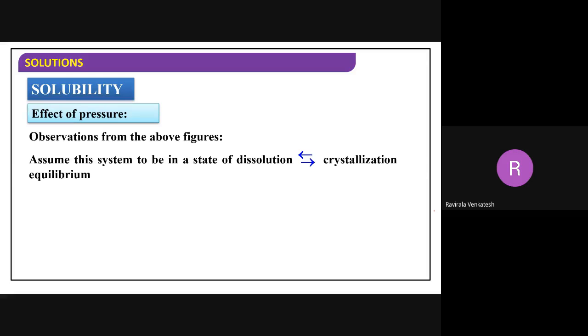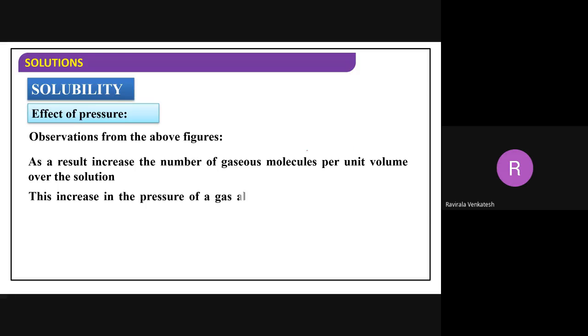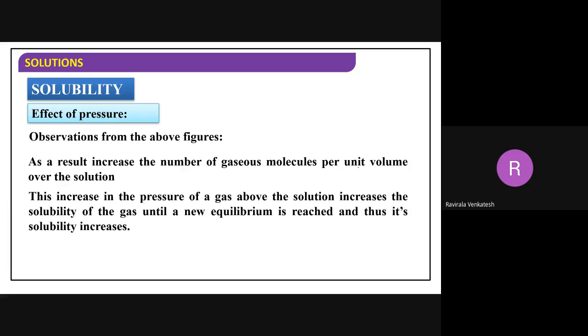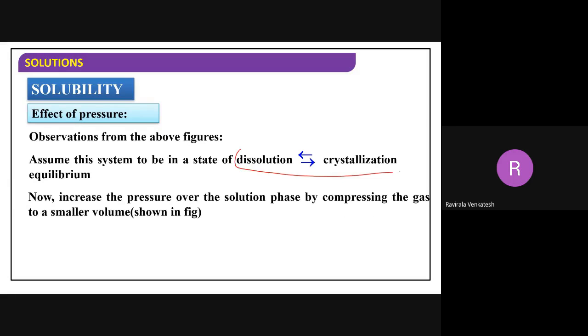Assume that the system is in dynamic equilibrium. Dissolution and crystallization both are taking place here in equilibrium. Both processes are taking place. Now, when you increase the pressure over the solution phase by compressing the gas using a piston, what are we going to observe? As a result, there is an increase in the number of gas molecules per unit volume over the solution. Increasing the pressure of the gas above the solution increases the solubility of the gas until a new equilibrium is reached, and thus solubility increases. Now, once you observe this diagram here, it is in equilibrium.